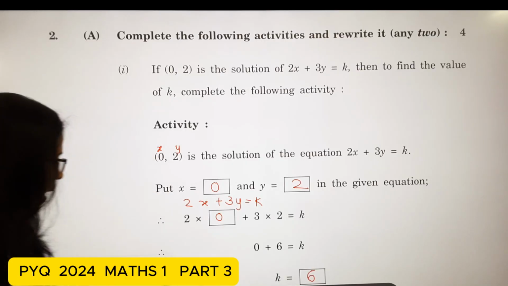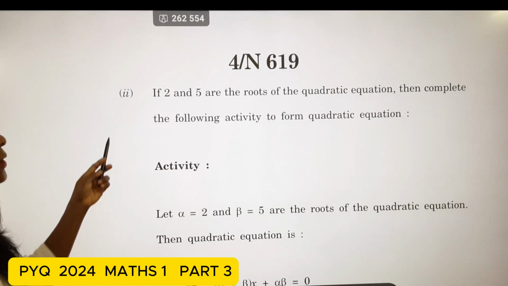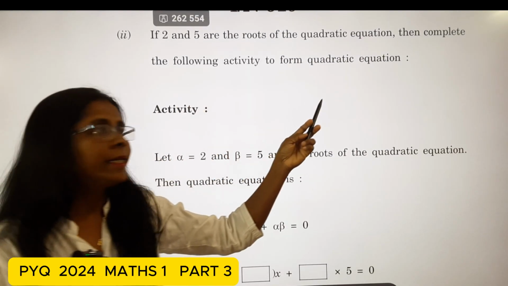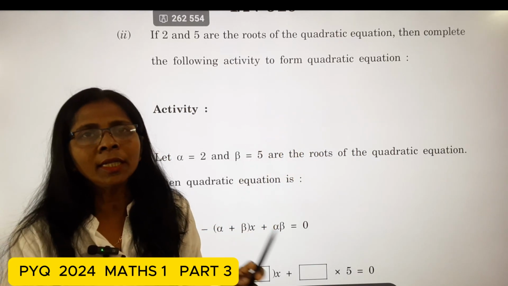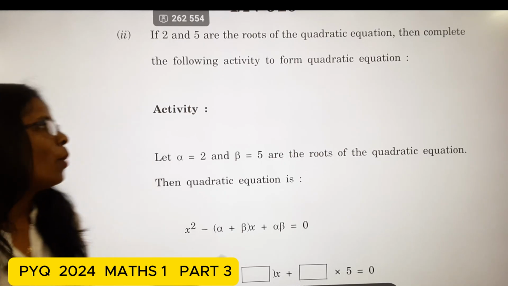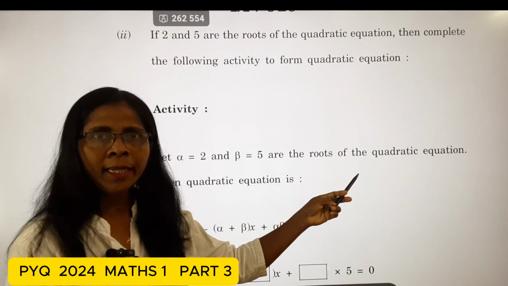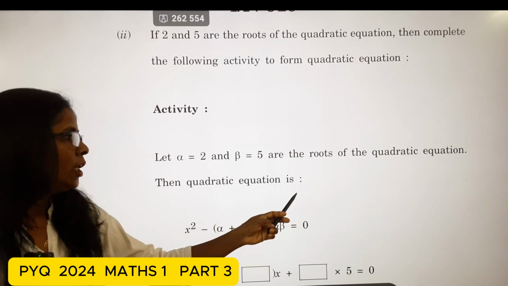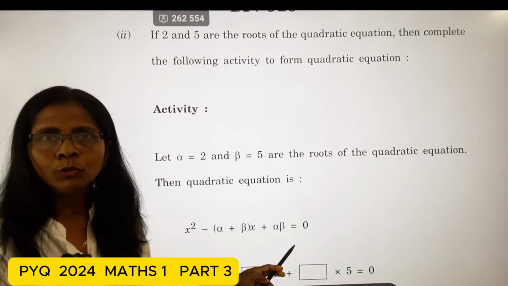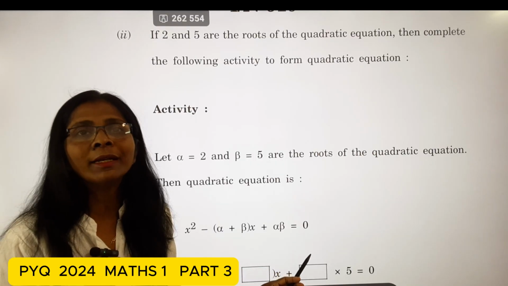Next one. If 2 and 5 are the roots of the quadratic equation, then complete the following activity to form the quadratic equation. We have to find the quadratic equation, but it is activity-based, so we only have to fill up the boxes. Let alpha is equal to 2, beta is equal to 5 are the roots of the quadratic equation. Then the quadratic equation is x square minus (alpha plus beta) multiply x plus alpha beta is equal to 0. This is the formation of a quadratic equation.